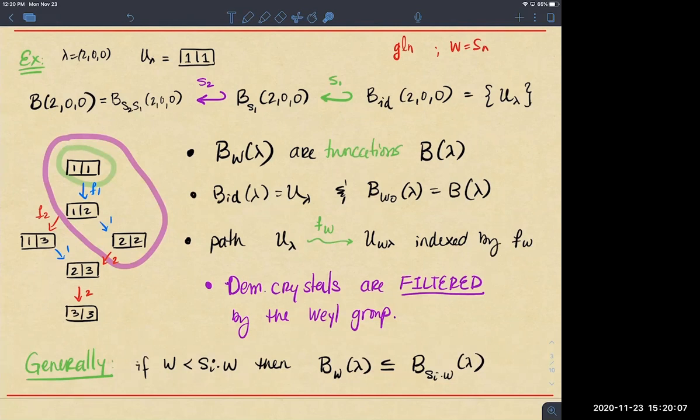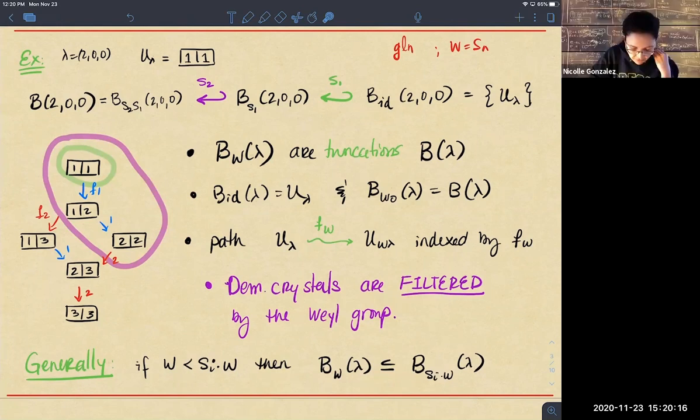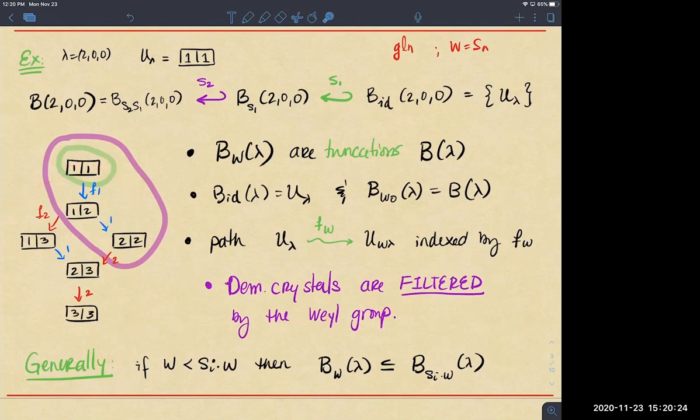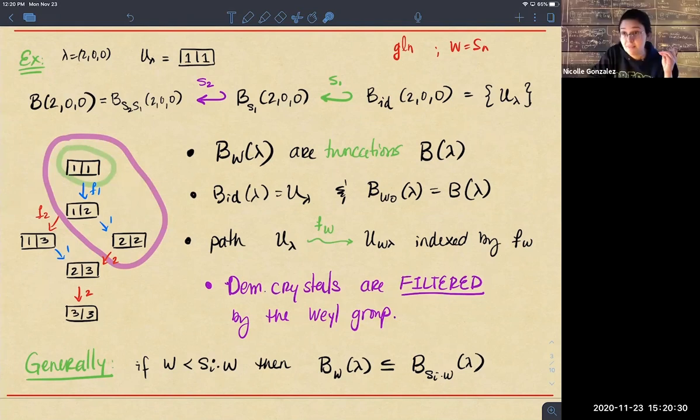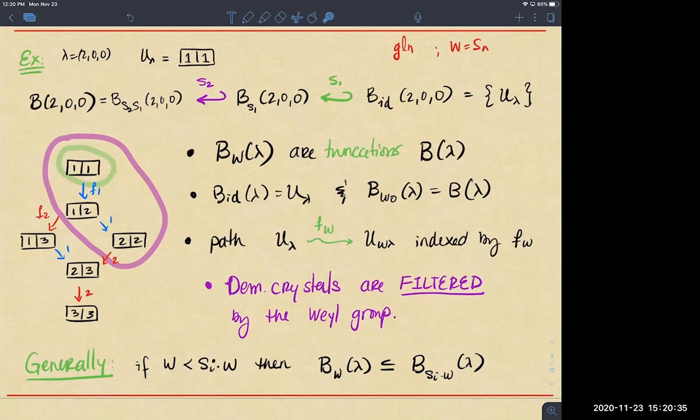May I ask a question? Absolutely, please. If you were to start with S2 here, you would stay in the green? You would stay at the highest weight? If I were to do S2, exactly, because there's no S2. You can't do an S2 from here. So sometimes it's a less than or equal, but it could be equal. Yes, exactly. You're not always going to get something interesting. Okay, thank you.